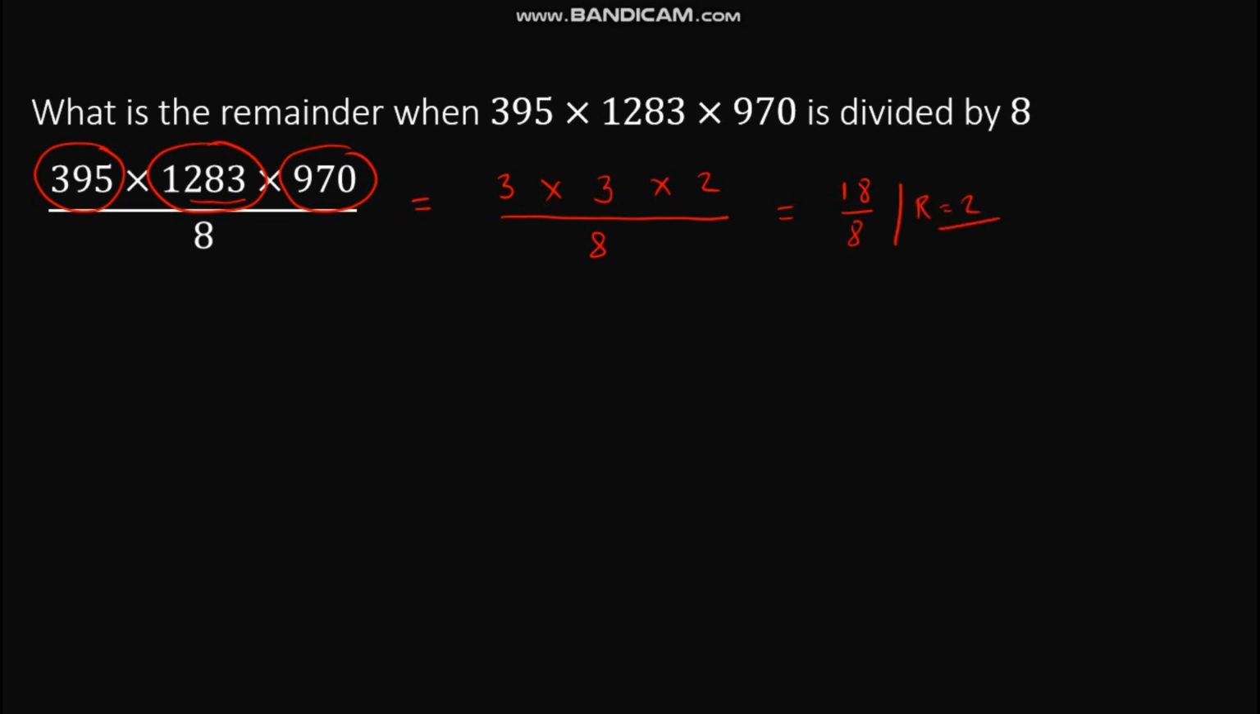So such a huge calculation can be done in very little time if you know this theorem, which is called the remainder theorem of multiplication, which is obvious. So we have learnt two theorems so far. One is the remainder theorem of addition and the second is the remainder theorem of multiplication. Let us try to use this theorem in the next question.